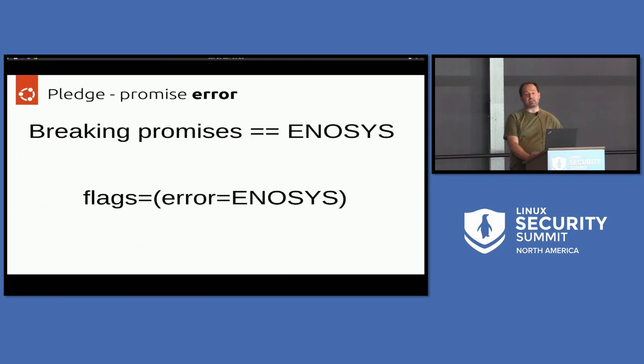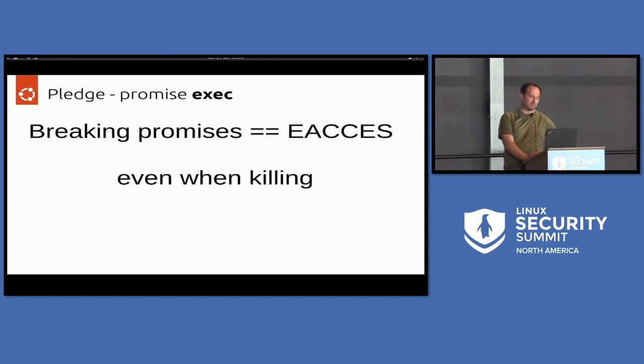So in this case, we actually have added the ability to set the error code that's going to be returned. Exec's a little different. When you set the error pledge, it's not EACCES, it's ENOSYS. So we've made it so you can set the error code that's going to be returned. EACCES is the behavior for exec. No kill, not ENOSYS, you get EACCES. Kind of a pain.